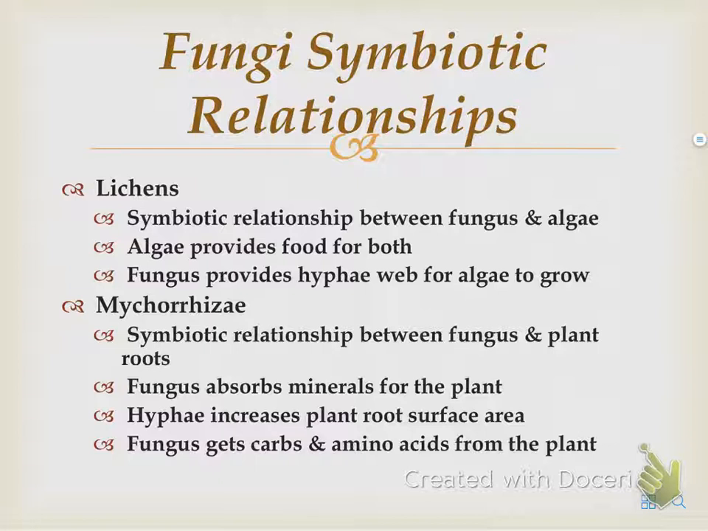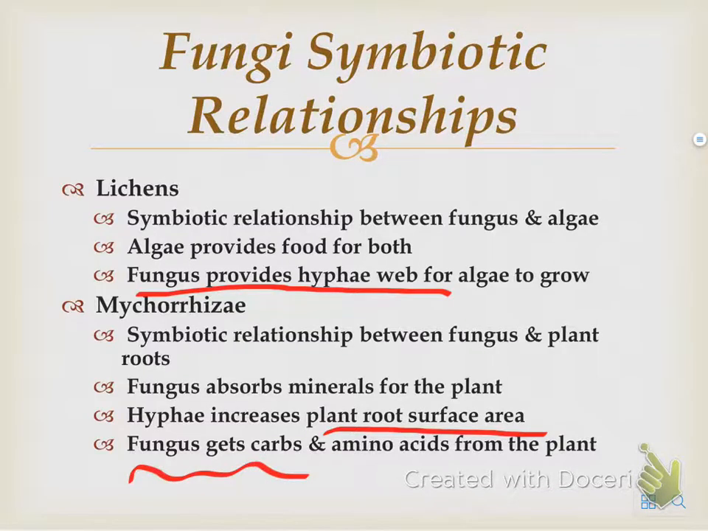Fungi also have symbiotic relationships. So you have your lichens and your mycorrhizae. So your lichens, they're not fungi. That's what they have a relationship with fungi. So the algae provides the food for both of them, but the nice thing is here, the hyphae web helps the algae grow. So it gives like this big net-like kind of area for the algae to be able to grow on. Mycorrhizae is helping plants. So it's a fungus in a plant. It absorbs minerals for the plant. It increases the root surface area, which is something plants want. And then the fungi, as a result, gets carbs and amino acids from the plant.